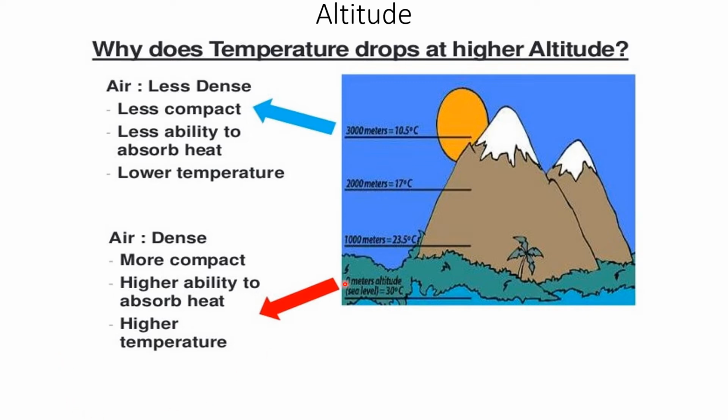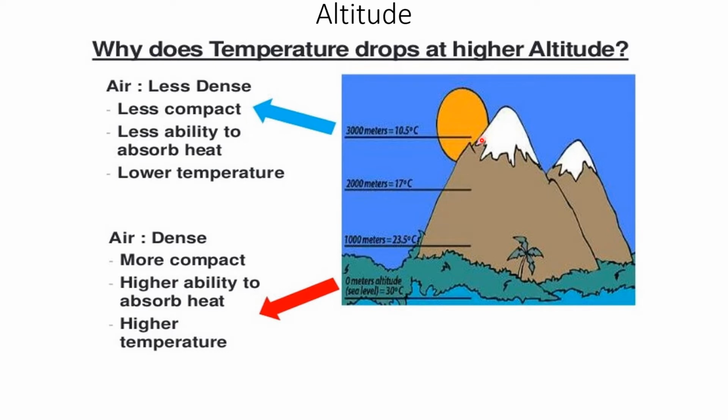Moreover, air on the surface of the Earth is denser and contains more carbon dioxide, water vapor, and other gases. So, its heat absorption capacity is more in the lower layers than in the upper layers where its density is less.